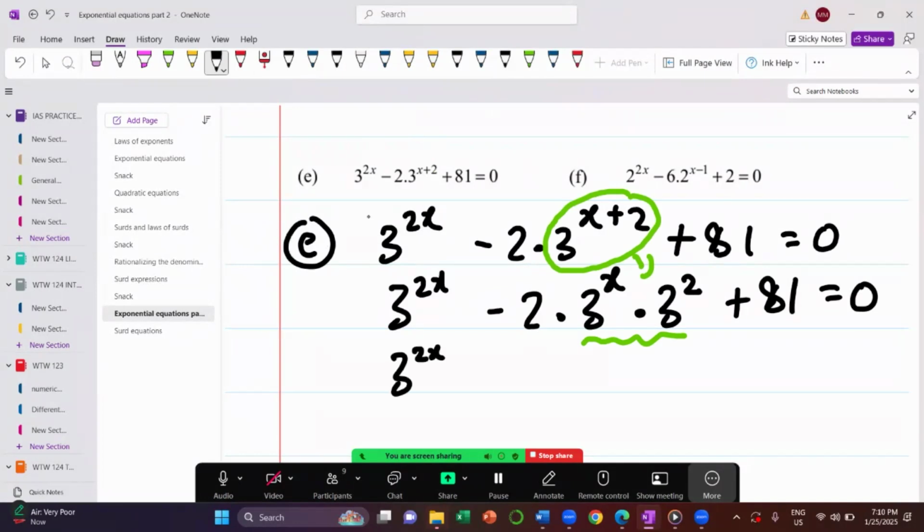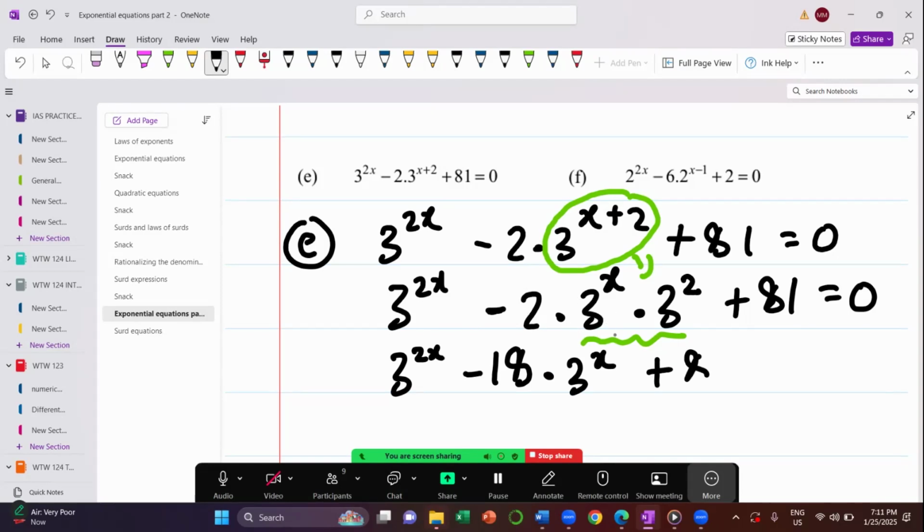So now check, I have negative 2 here, right? And I told you guys that the order of multiplication does not matter, right? So I'm gonna have negative 2 times 3 squared. What is it gonna give me? Negative 18 times 3 to the exponent of x plus 81, all equal to 0. So I just multiply the numbers which I can get a value of. Do you guys understand that?